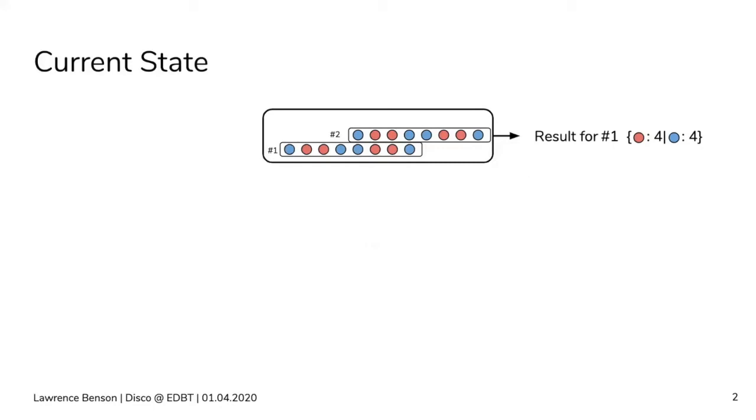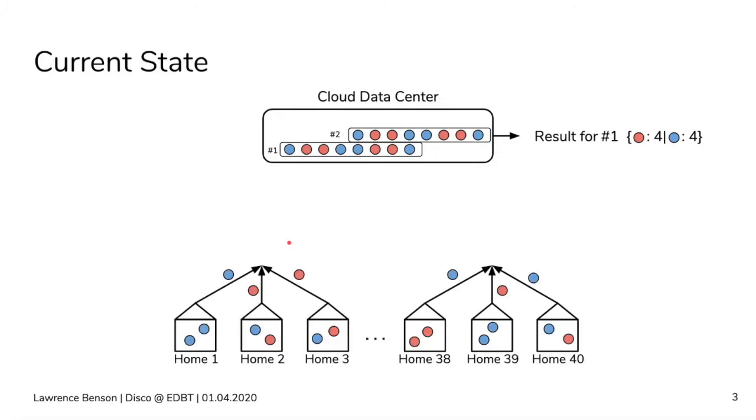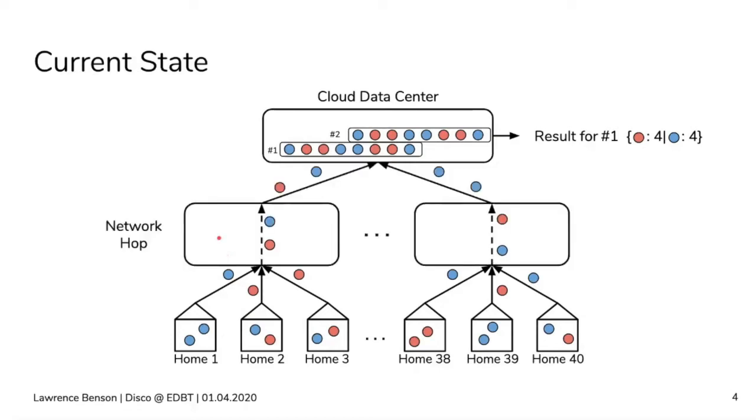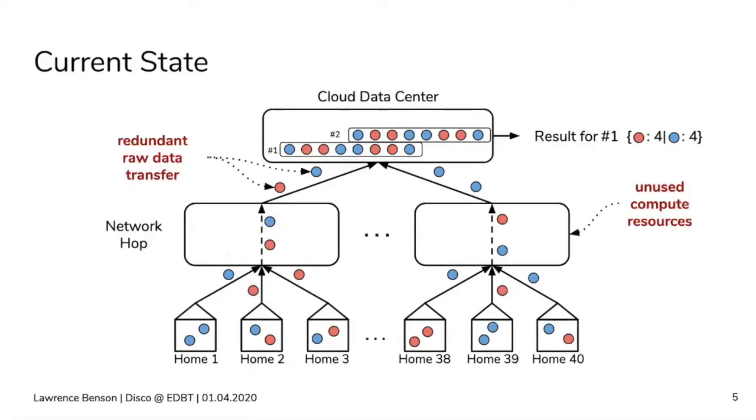And why is the current state of the art problematic? Just imagine a smart home setting where we have multiple homes all producing data at different locations. They send all this raw data through network hops to a central cloud data center where the data is analyzed. We can see here that we have redundant raw data transfer because we keep on sending it between the hops, and we have unused compute resources in the network hops.